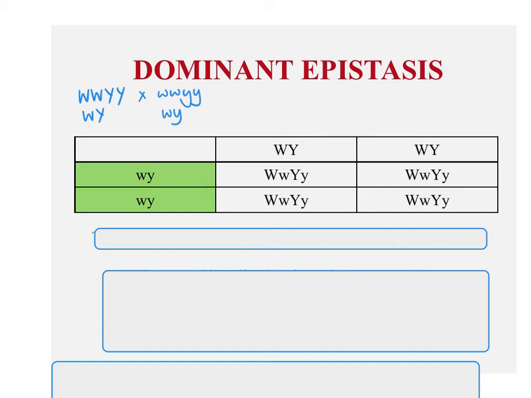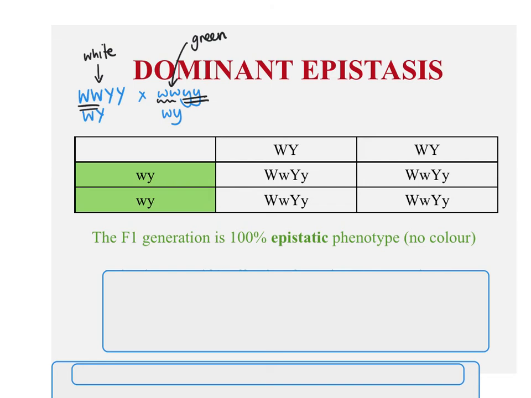Okay, so parent 1 over here, the homozygous dominant one, is white, because remember those big W's control the presence or absence of colour, whereas this parent over here on the right hand side is green, because they've got colour but they're recessive for the yellow allele as well. So they're not yellow, they're in fact green. And all of our offspring, our F1 generation, are 100% white. Okay, they are 100% epistatic because that big W is masking the Y allele.